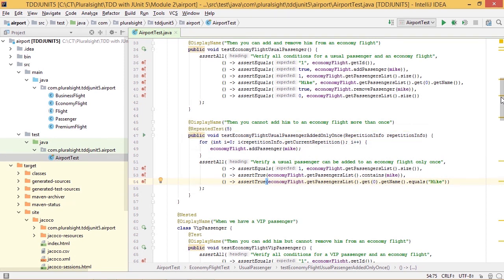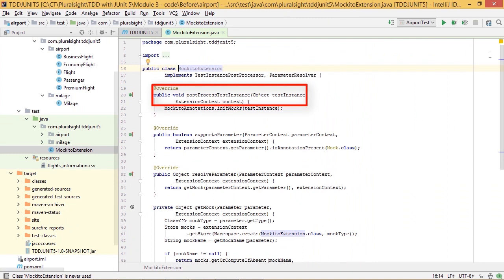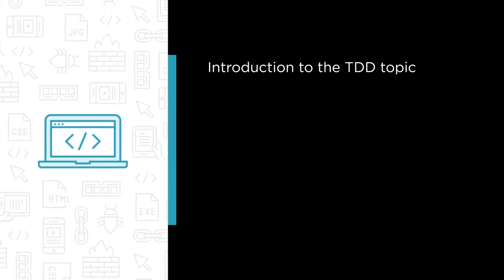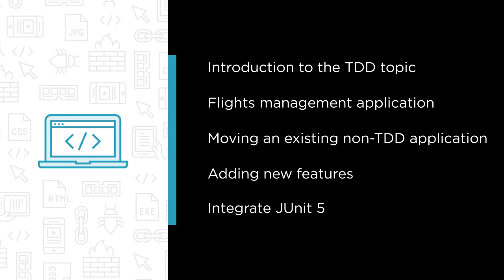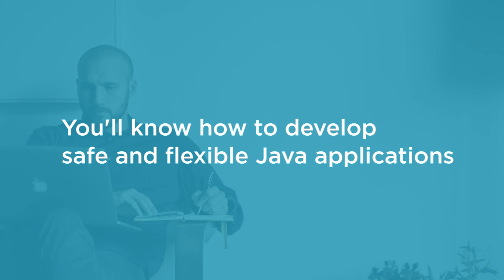One cannot imagine today creating a solid application without a series of comprehensive tests that will make sure it is safe and maintainable. The main topics that we are going to approach will be: Introduction to the TDD topic, main concepts, JUnit 5 architecture, the flights management application, the demonstration vehicle of this course, moving an existing non-TDD application to TDD with the help of JUnit 5, adding new features to the application using TDD and JUnit 5, and integrating JUnit 5 and Mockito. By the end of this course, you'll know how to develop safe and flexible Java applications that will be focused on going straight to the point, doing exactly what they are supposed to do.